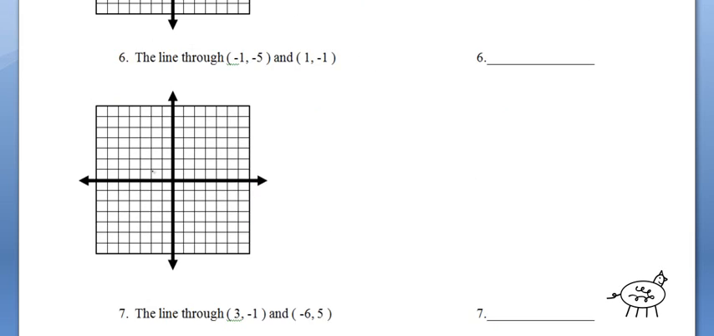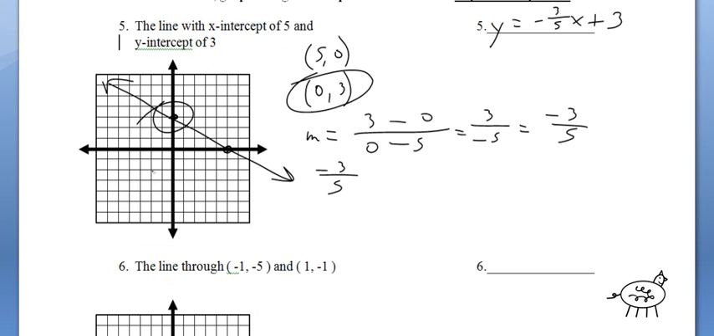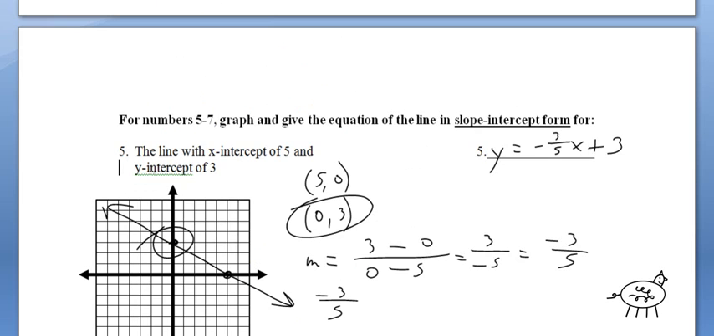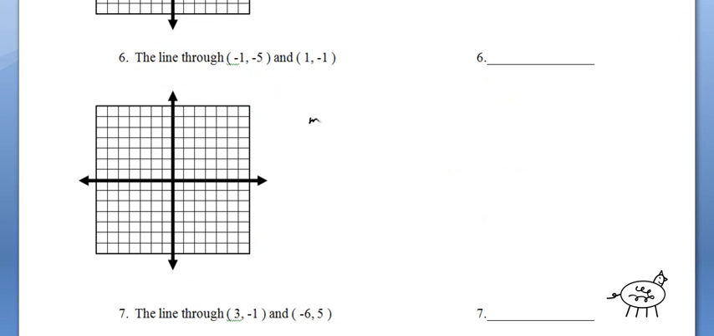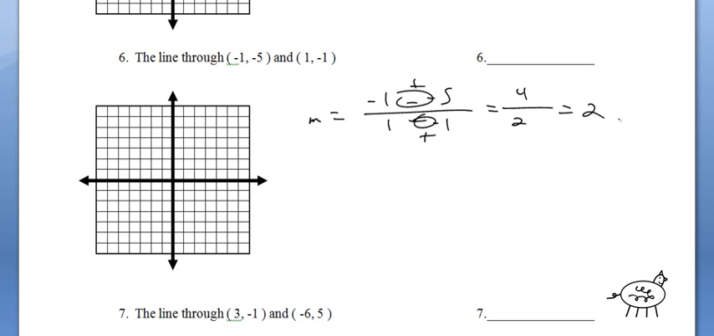Okay, so let's try another one here. Again, they're asking you to put it in slope-intercept form. So my slope is y2 minus y1 over x2 minus x1. So it's going to be 4 over 2, which is 2.